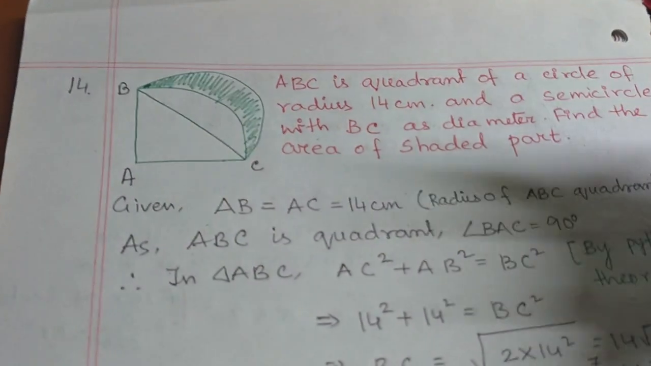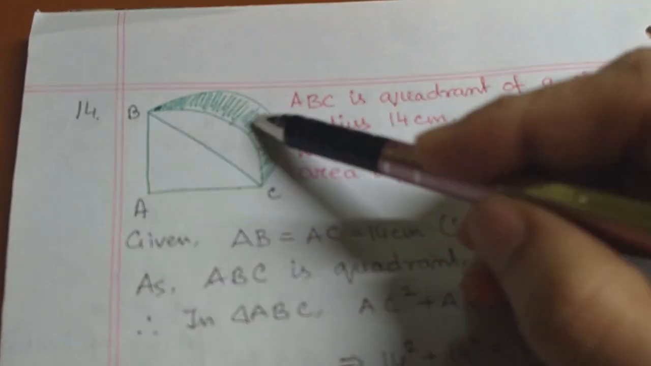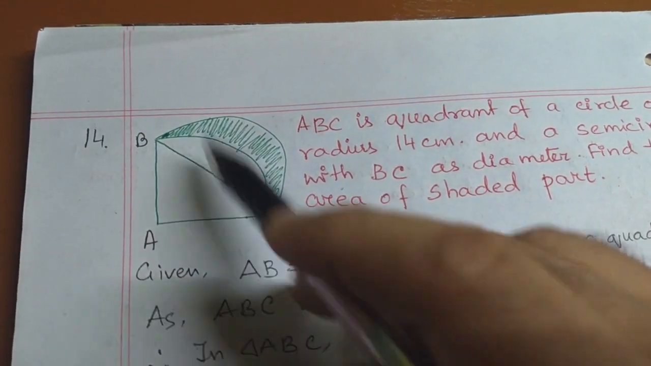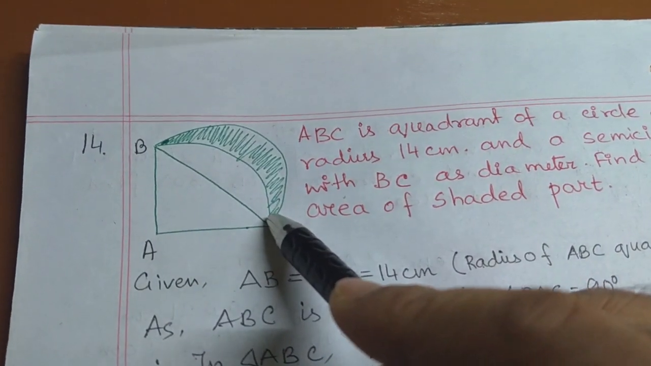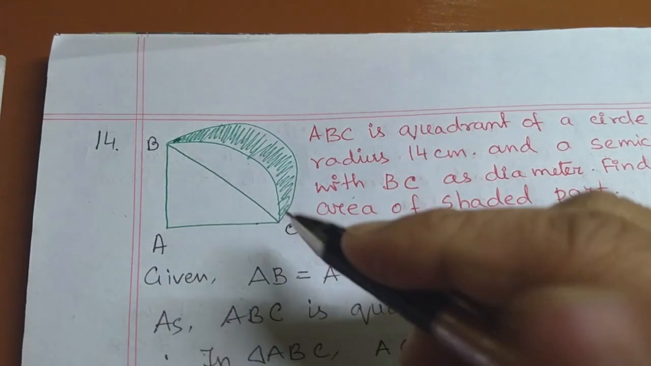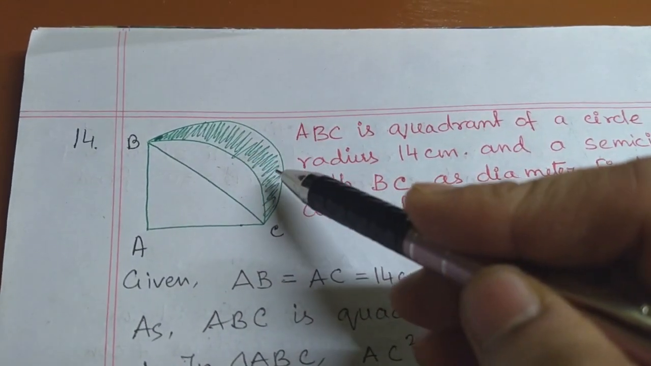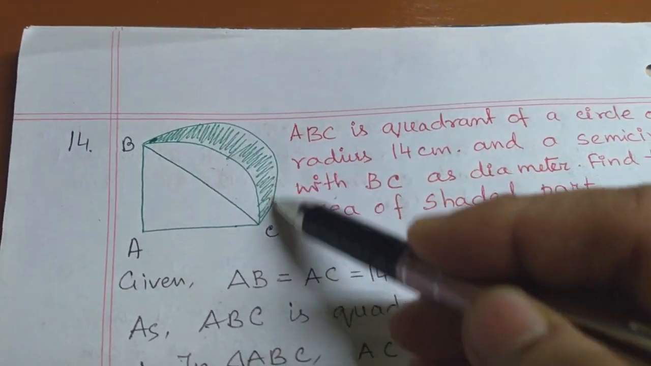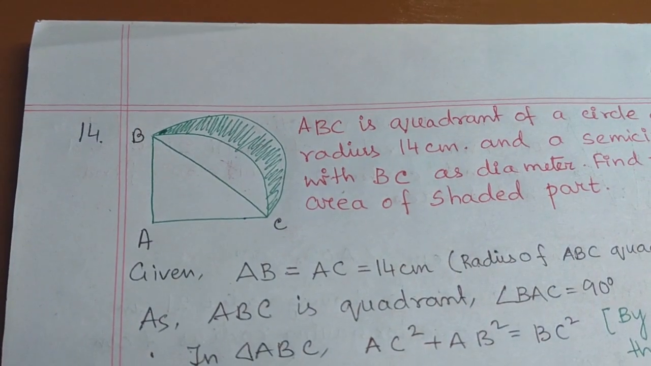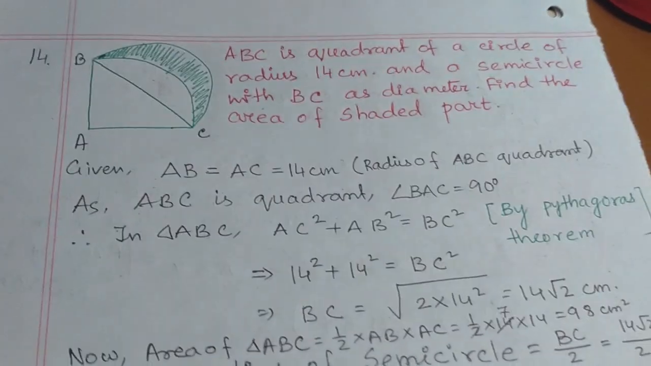Before starting, what do we have to do, how to find the shaded area? It says that taking BC as the diameter, this semicircle is drawn, right? So if from the area of this semicircle we subtract this curve area, we will get the shaded area. For that reason we have to find the area of this. So now come to the solution.